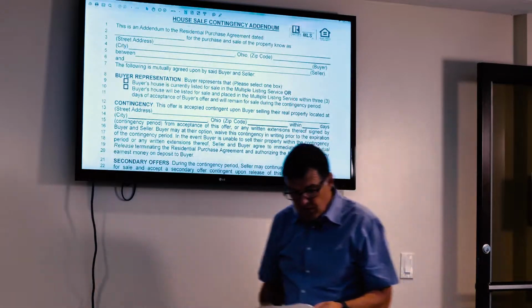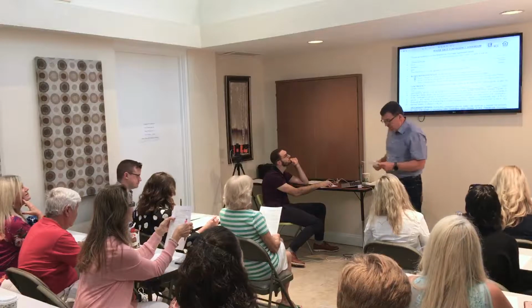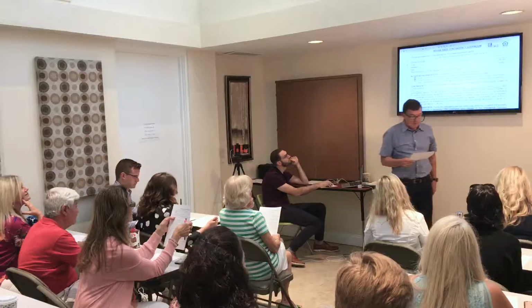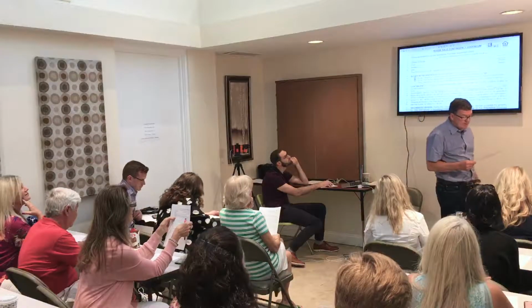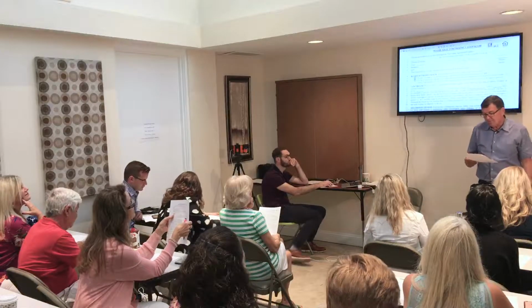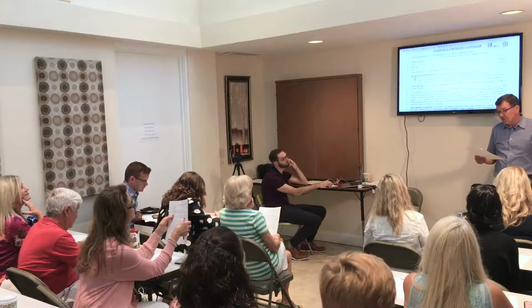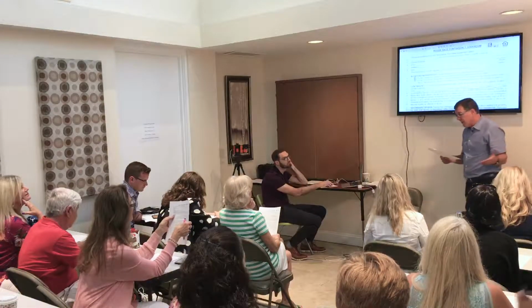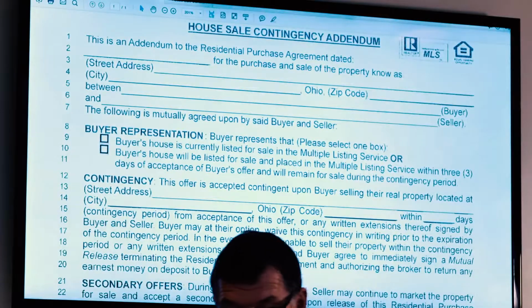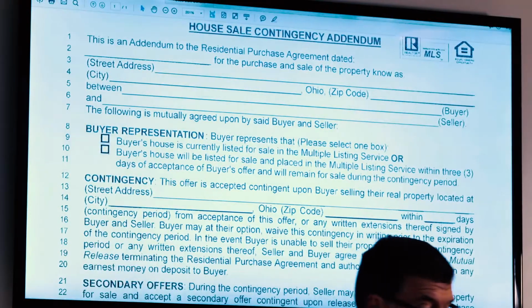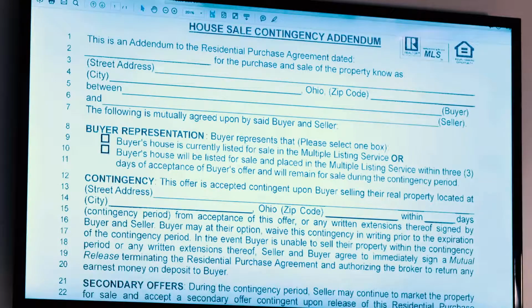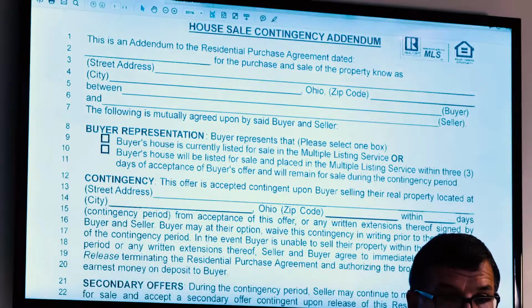And here's how it reads. You have to check one of these boxes. Buyer represents that buyer's house is currently listed for sale on the MLS. So it either is or isn't. And then the second box is buyer's house will be listed for sale and placed in the multiple listing service within 3 days of acceptance of the offer and will remain for the contingency period.